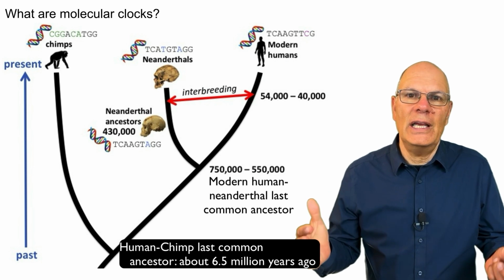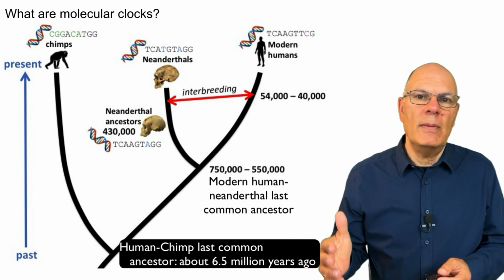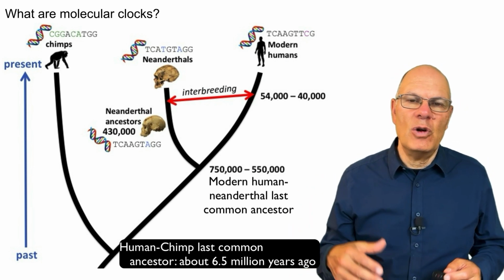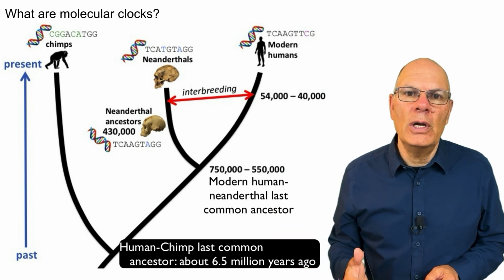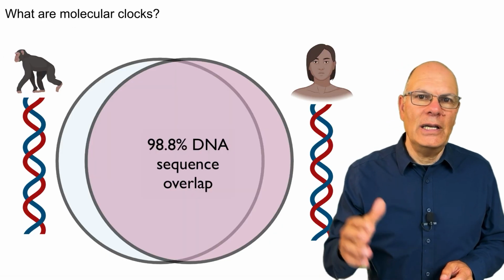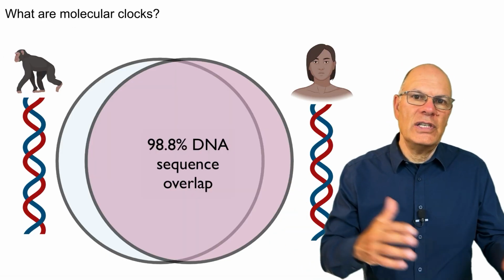It's the basis for claims that, for example, humans and chimpanzees had a common ancestor about 6 million or so years ago, based on the similarity of DNA between us and chimps.